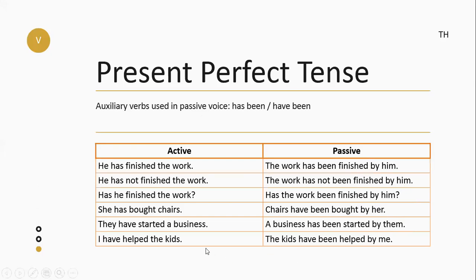They have started a business. A business has been started by them. Okay, right. So do you need any clarifications here in present perfect tense? Any questions? Okay, all right. Then moving on.